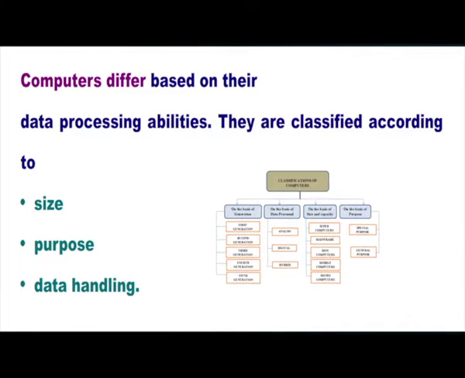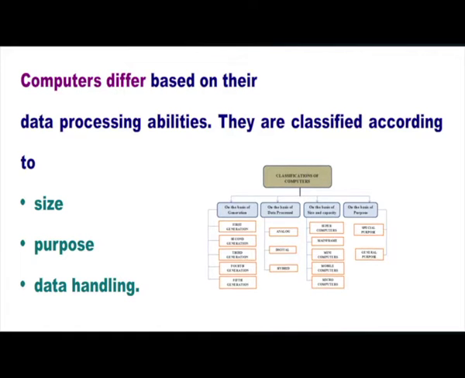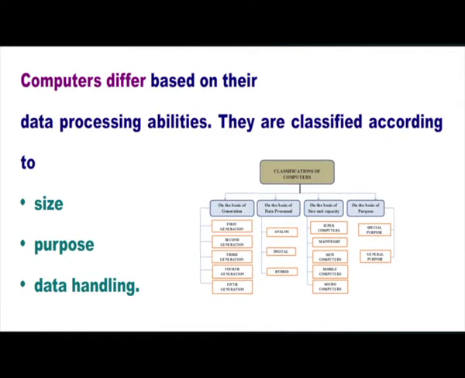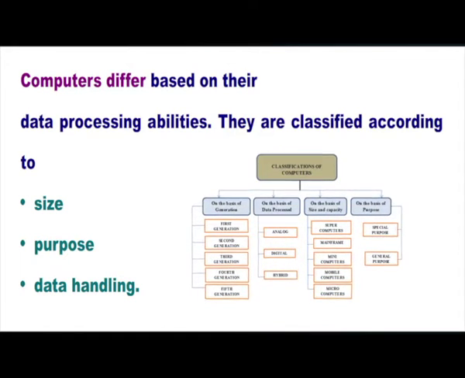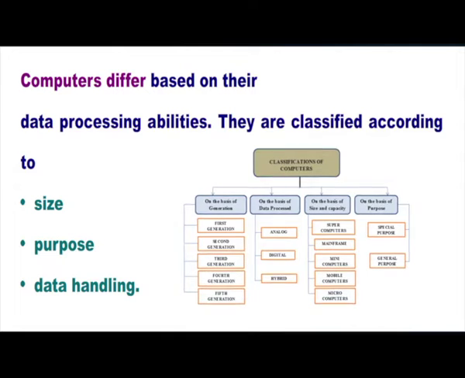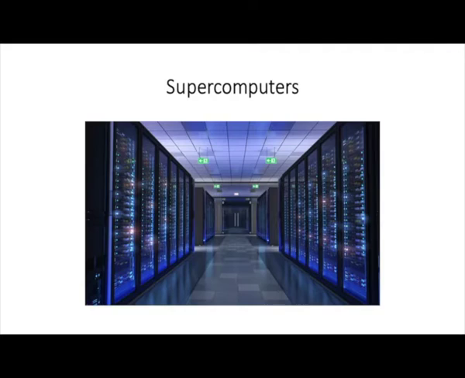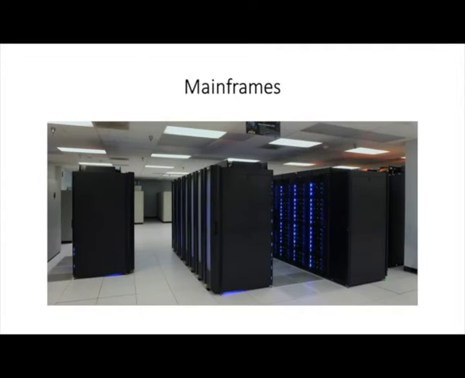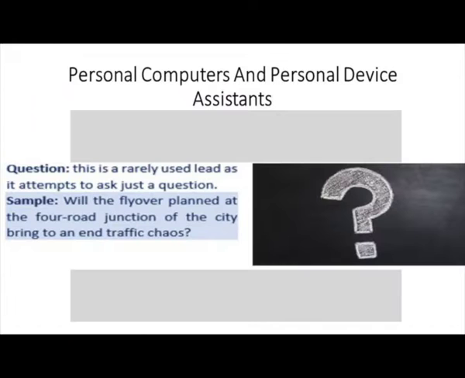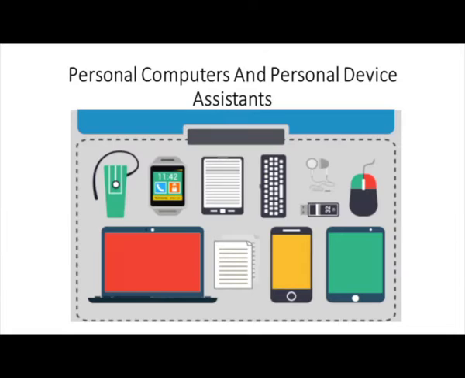Moreover, computers differ based on their data processing abilities. They are classified according to size, purpose and data handling. According to size, computers are classified into supercomputers, mainframes, mid-range computers, personal computers and personal device assistants. We have already discussed them in our previous sessions.